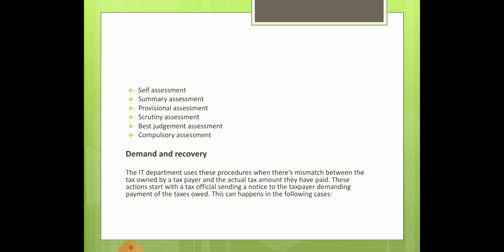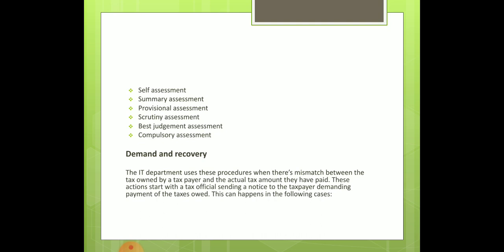And the compulsory assessment, yeah, tax will be paid and the tax audit will be compulsory assessment. And what is meant by demand and the recovery? The IT department uses these procedures when there is a mismatch between the tax owed by the taxpayer and the actual tax amount they have to pay.